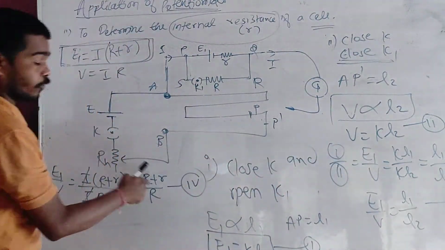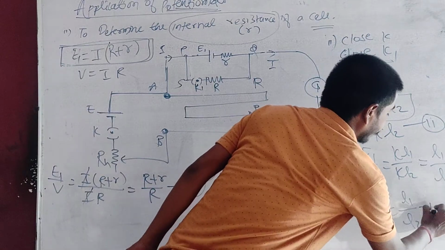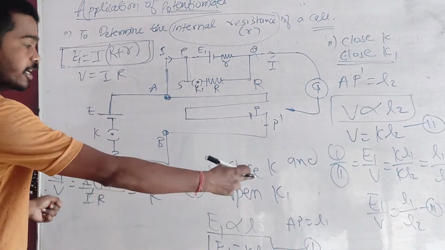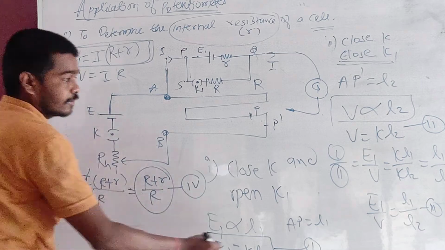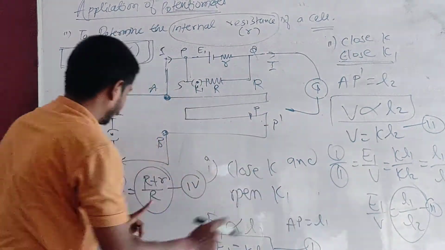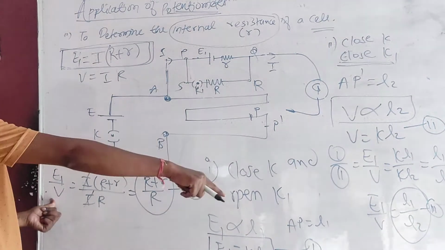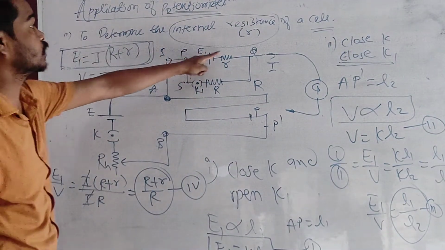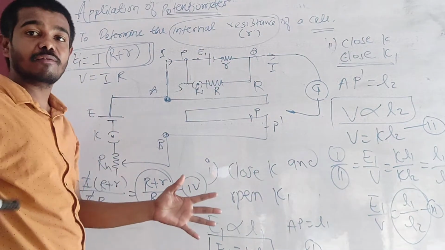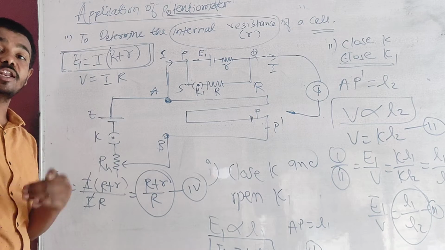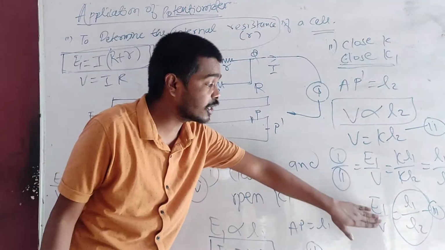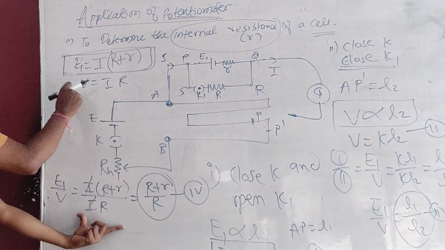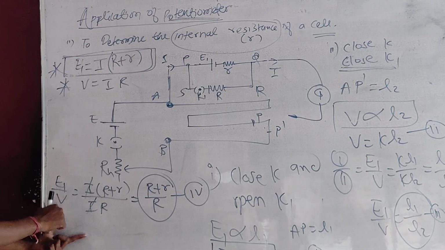Comparing equation 3 and equation 4. LHS is the same, that's why the RHS is also the same. This is the RHS and this is the RHS. Because the LHS is the same, E1 by V, E1 by V. This E1 by V is calculated by the principle of potentiometer, and this E1 by V is calculated by Ohm's law for the closed loop PQRS. So there are two methods for finding the E1 by V ratio. By using the principle of potentiometer we get equation number 3, and by using Ohm's law for the closed loop PQRS we get equation number 4. It's very important.